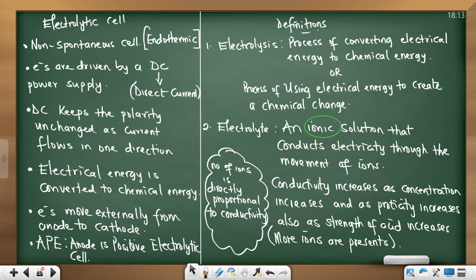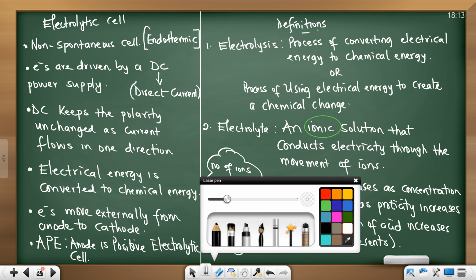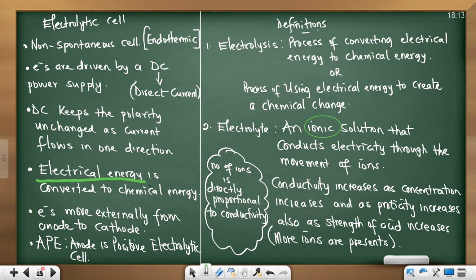Electrical energy, can you see what I was saying? Electrolytic: we are converting electrical energy to chemical energy. Electrons move externally from the anode to the cathode. Whether it's a galvanic cell or an electrolytic cell, electrons will always move from the anode to the cathode, alphabetical order, A to C. APE, very important thing you need to remember. The anode is positive in this electrolytic cell.